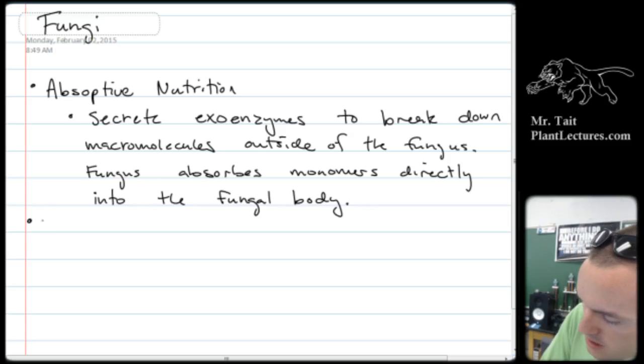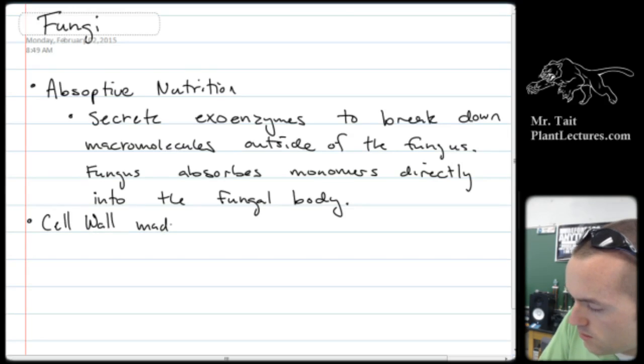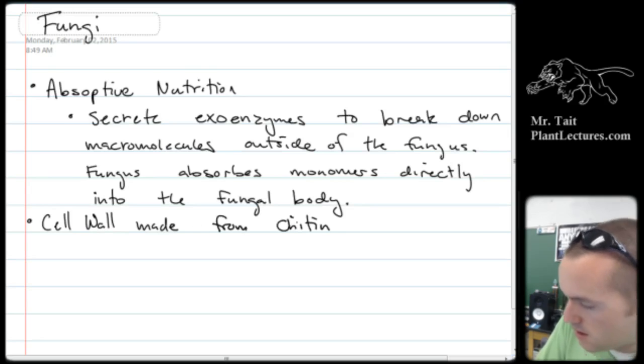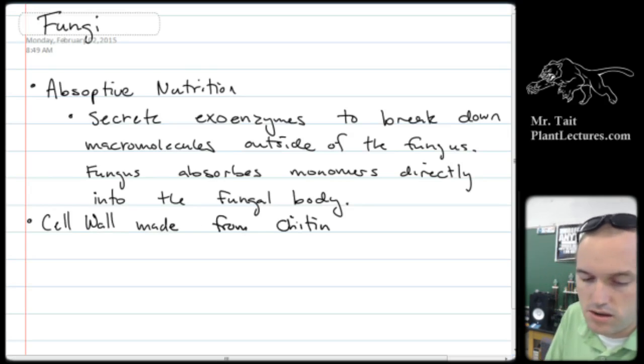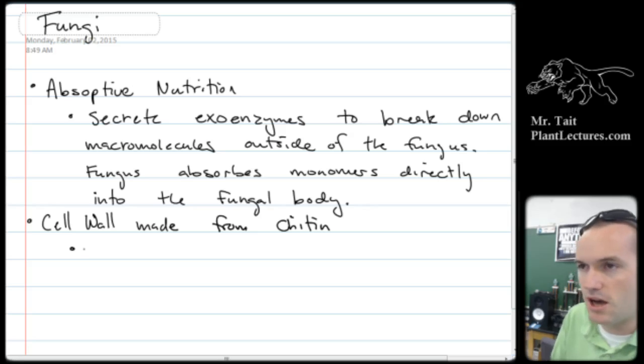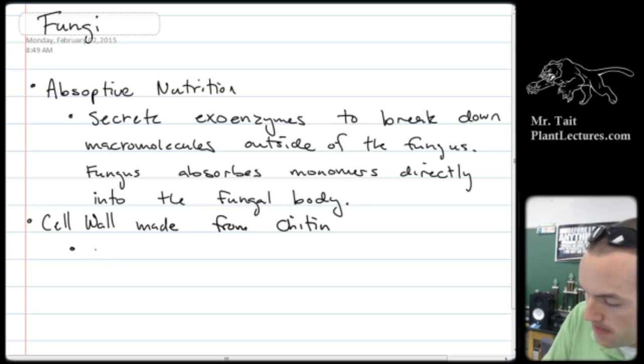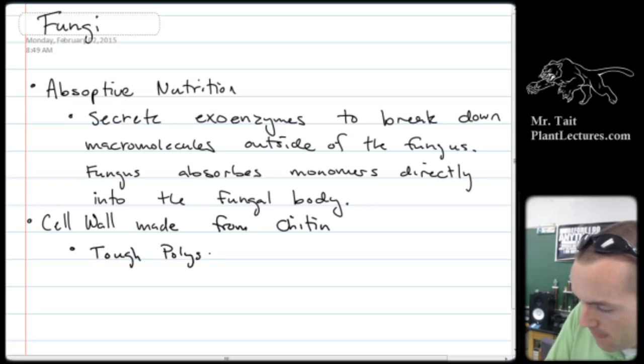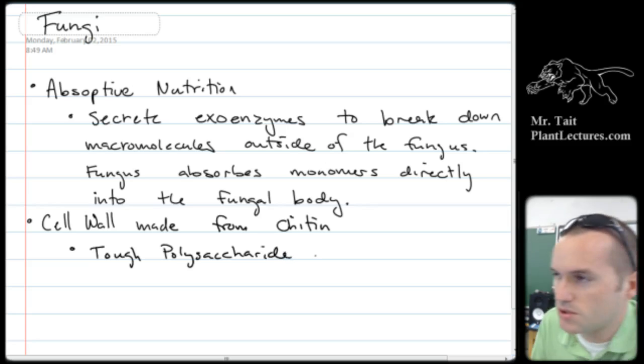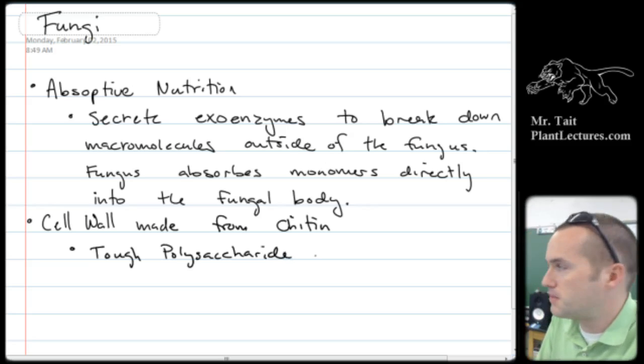They also have to have a cell wall made from chitin. Chitin is good for fungi because it is a very tough polysaccharide, and that leads to the outside of a fungus being relatively tough.